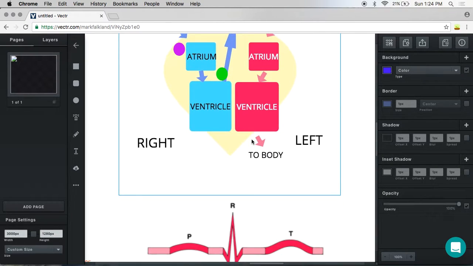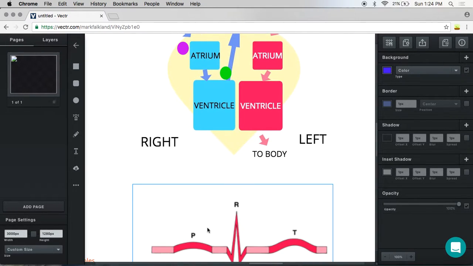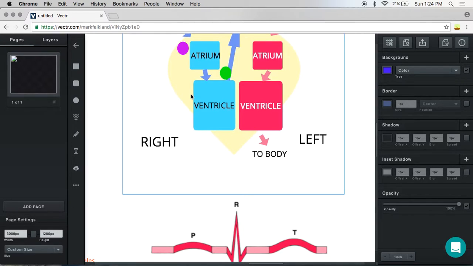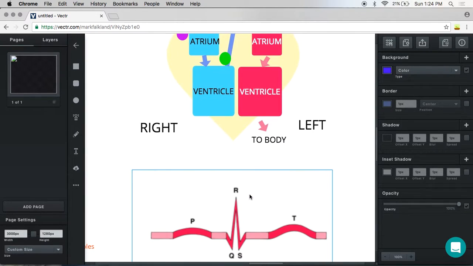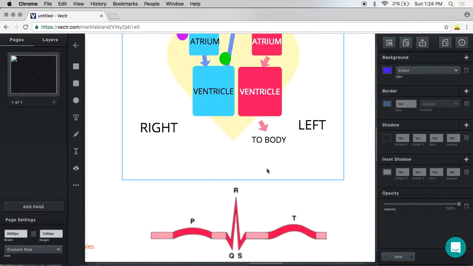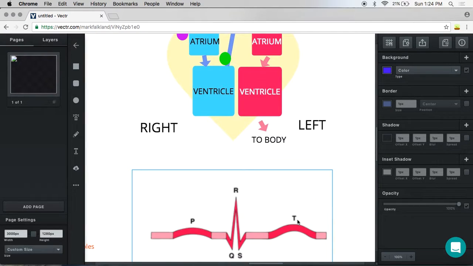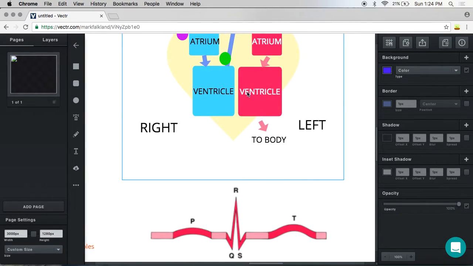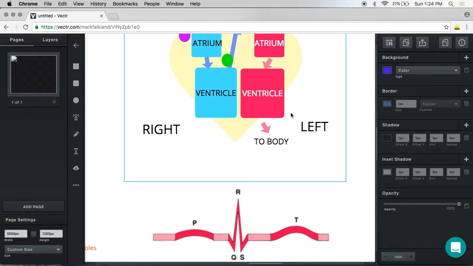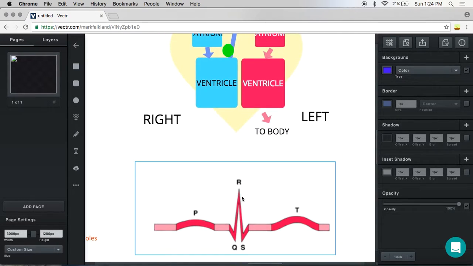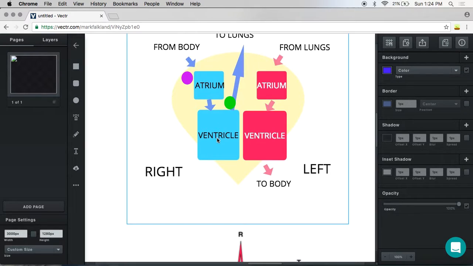And there are actual names for the contraction. So the P represents the so-called systole of the atrium, which is the contraction or the squeezing. And then the QRS complex is the systole of the ventricles. And then this T wave is the so-called diastole or relaxation of the ventricles here. So hopefully that just explains a little bit about how the ECG or the electrical activity of the heart actually relates to the contraction of the different areas of the heart.